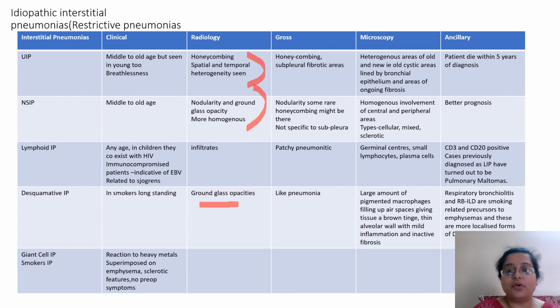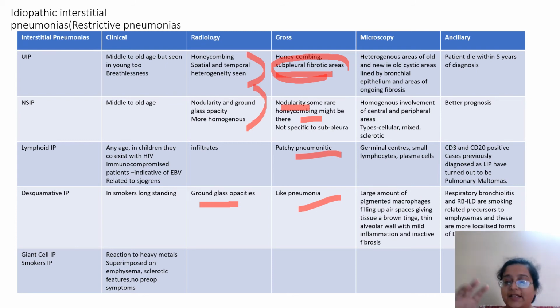Okay. Coming to gross, there's honeycombing and subpleural fibrotic areas in UIP. Again, as I said, nodularity, honeycombing might be there and nothing specific in pleura. So you have subpleural fibrotic areas again point towards UIP. And desquamative is like pneumonia, lymphoid is patchy pneumonia. Now UIP is heterogeneous, meaning there will be patchy areas, in some places regeneration will be happening, there will be old lesions, and in some places new lesions, and areas of fibrosis will be found. Epithelium will show reactive changes and inflammation where it is new, and where it is old there will be fibrosis, and in some places regeneration will be seen. So UIP is a very patchy honeycomby type of a thing, and fibrosis is found in the subpleural area.